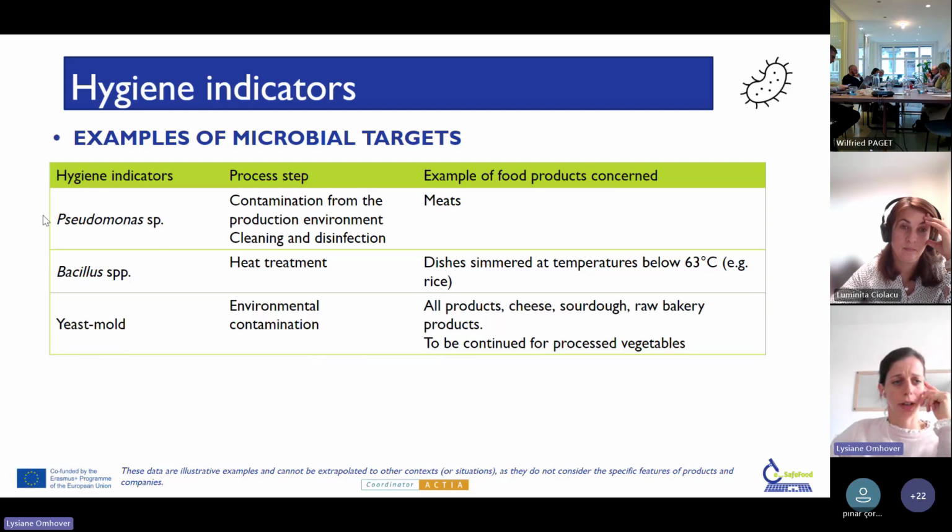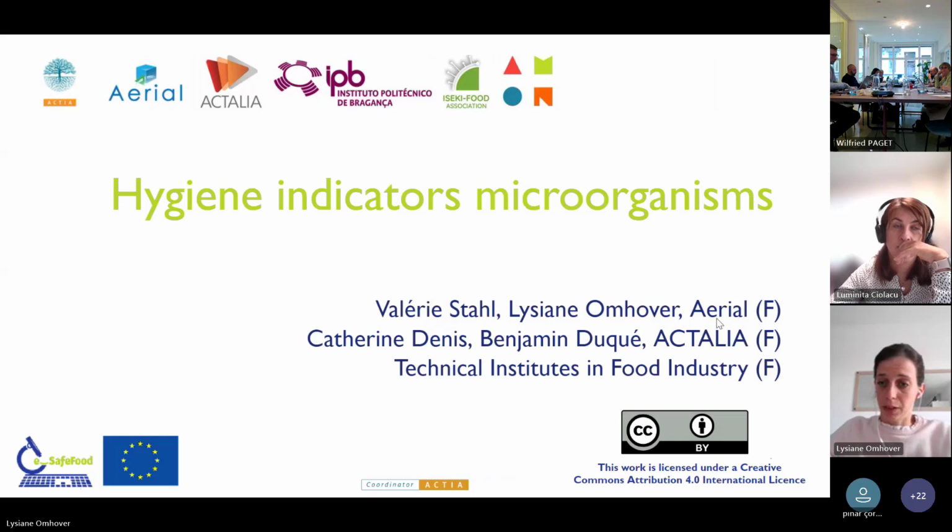Some other examples: Pseudomonas is mainly present in meats. Bacillus are present when the heat treatment is not correct, for example, and yeasts and molds are mainly representative of environmental contamination. So that's it for my short presentation, but there is more information about pathogens and hygiene indicators on the platform. Thank you.